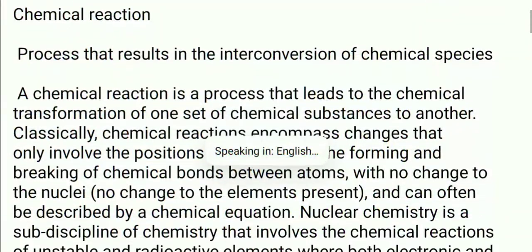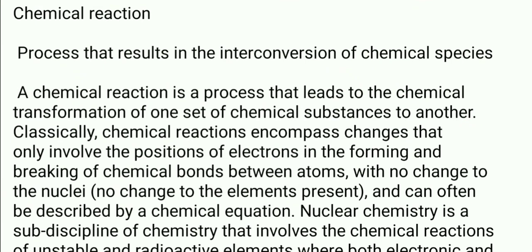A chemical reaction is a process that results in the interconversion of chemical species. It leads to the chemical transformation of one set of chemical substances to another.